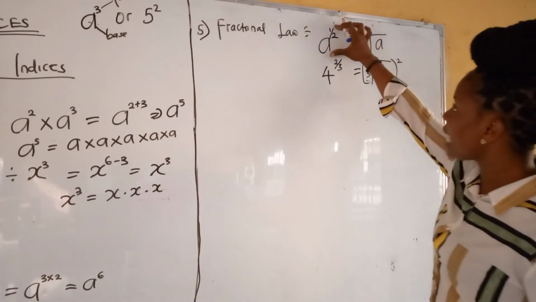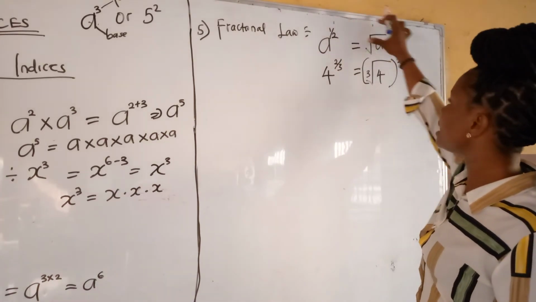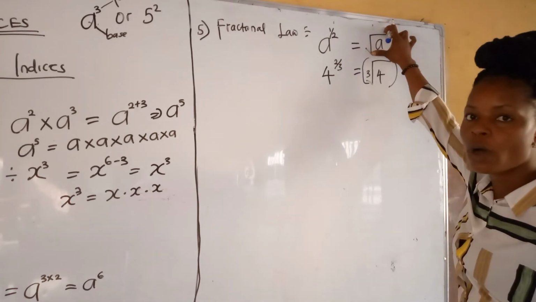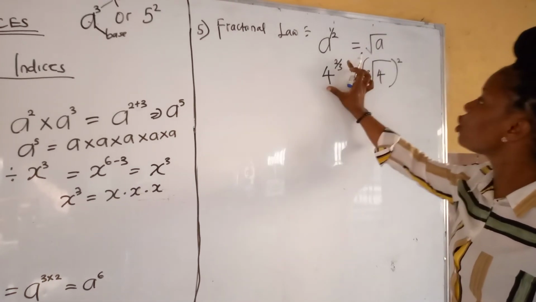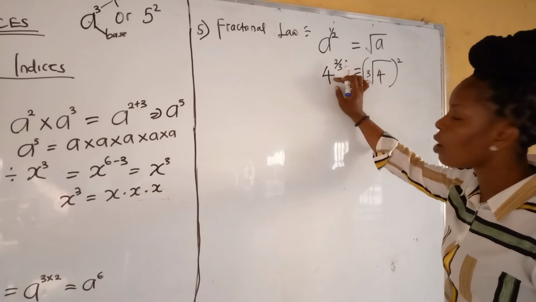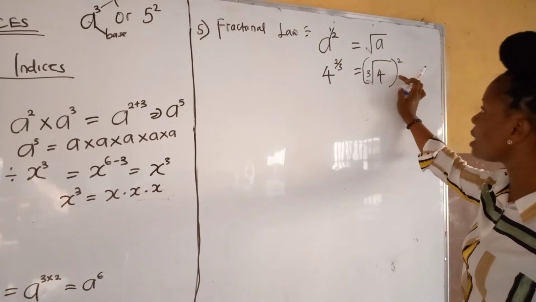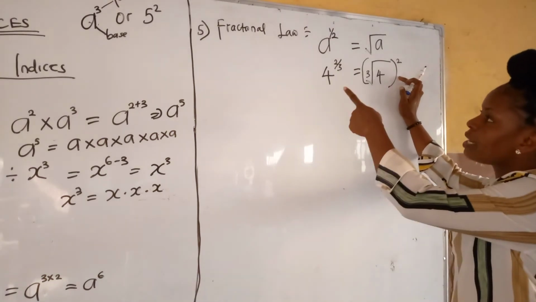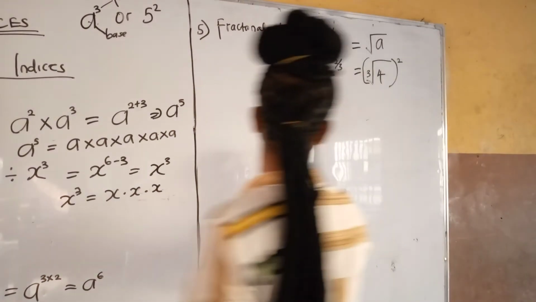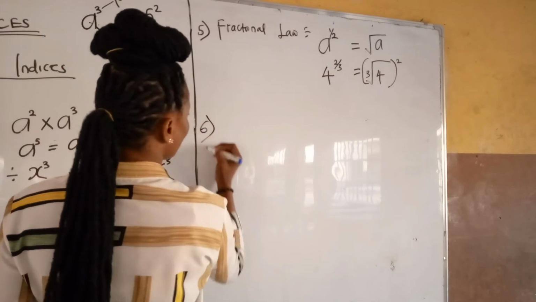If you have something like this, a raised to the power of 1/2, that is the same thing as the square root of a. If you have a number raised to the power of 2/3, you can also express it in this form, as the cube root of 4 squared. That is what the fractional law says. So let's look at the next law.